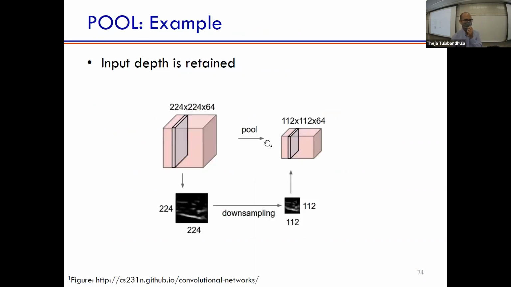So how does it do it? Here is an example, I think from the original AlexNet model. If you had 224 cross 224, ignore the depth. 64 is not super important; it was because there were probably 64 filters in the previous conv layer. It just becomes 112 cross 112. So what does it actually do? If the slice had an activation map like this, which you can look at as a grayscale image, it just becomes coarser. It just reduces the number of numbers.